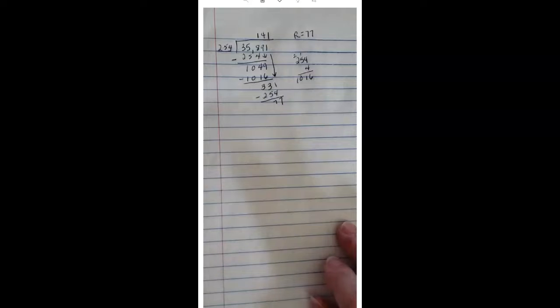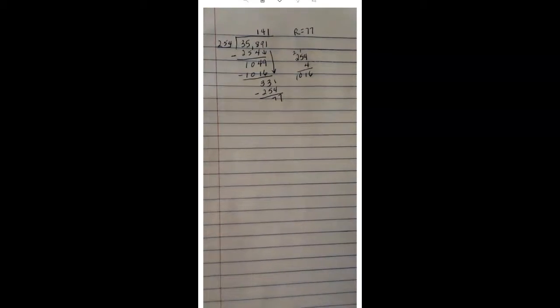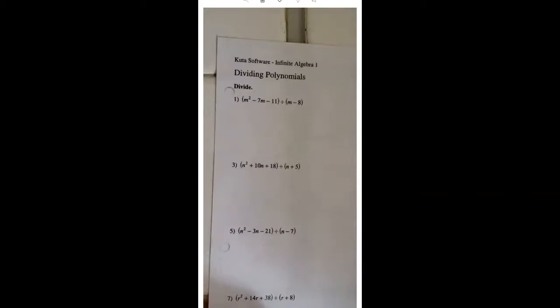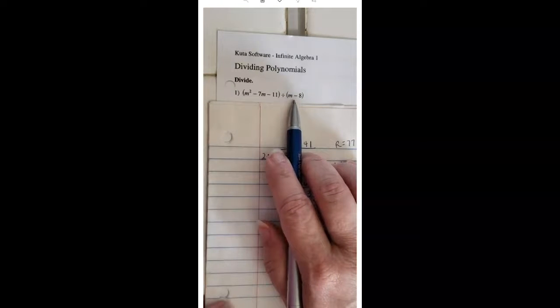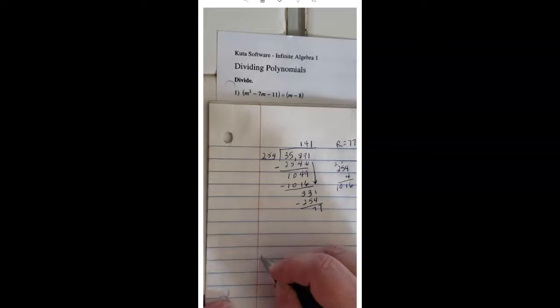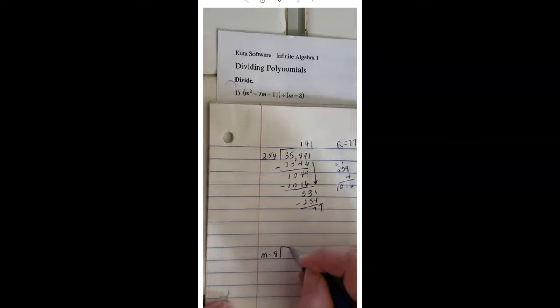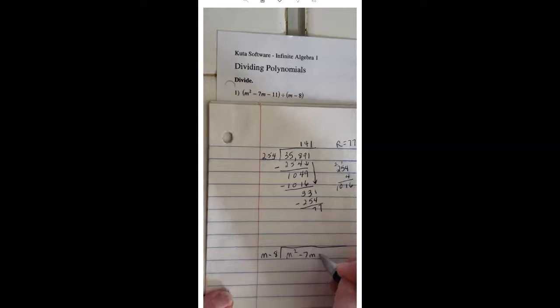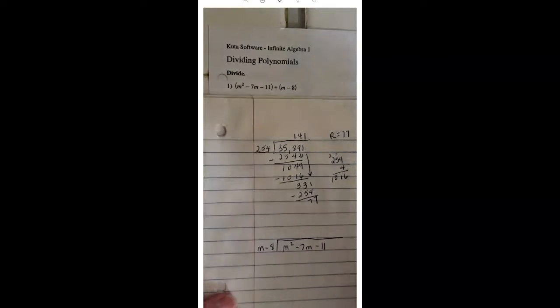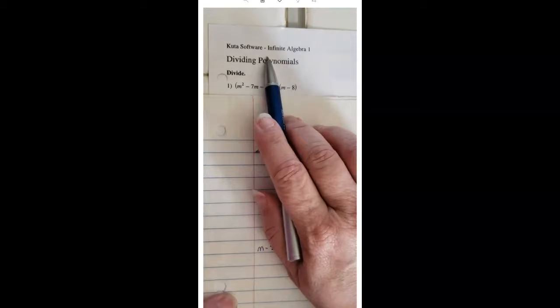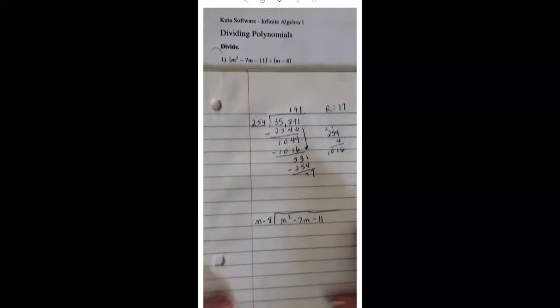Now, I said all of that to look at your notes on page 19. Page 19, it's dividing polynomials. So I'm going to go ahead and do this now with long division, only it's going to be variables. So I'm going to take m minus 8 and put it on the outside of my divide sign, and m squared minus 7m minus 11. Again, this is just problem number 1, page 19. Again, my favorite place to get worksheets, Kuta Software, dividing polynomials.